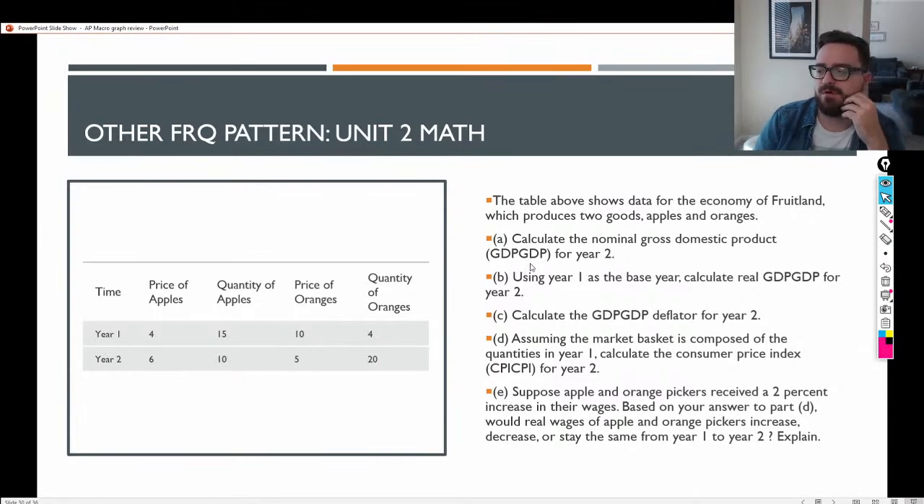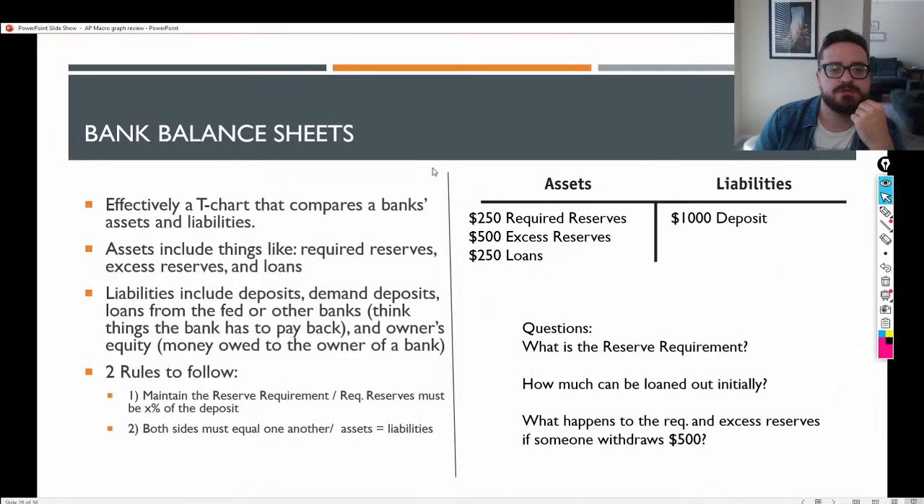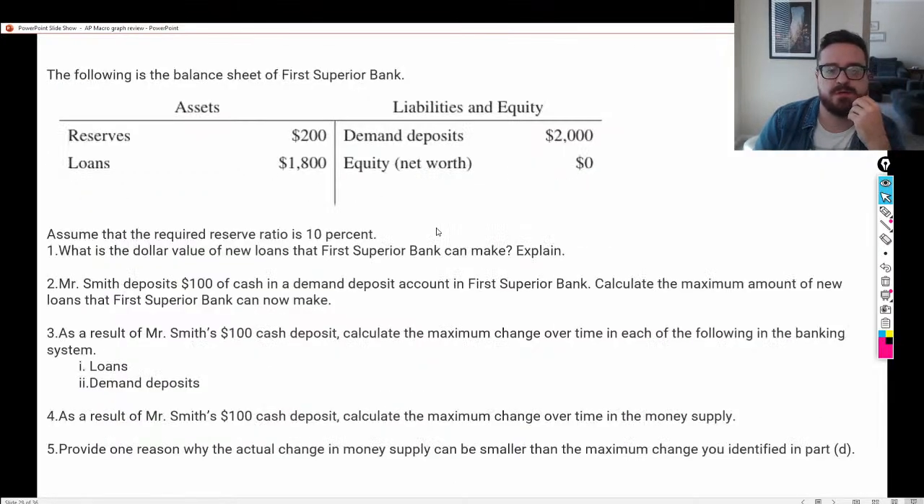So be on top of it for all of them. But I would wager one of your 3 FRQs will be one of these 3 things. One of your 2 short FRQs would be one of these 3 things, I would imagine.